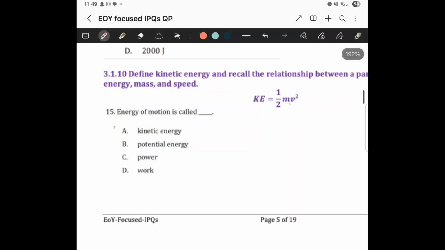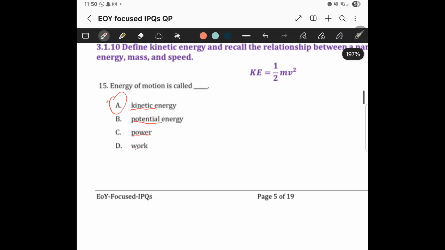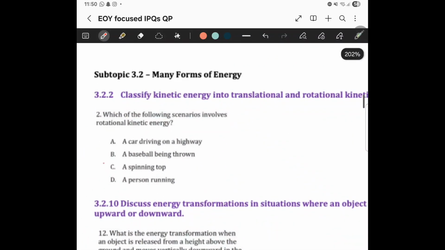Energy of motion. Motion means moving, and the term for that is kinetic. Kinetic energy has to do with moving. Stored energy, like gravity for example, will be potential energy. Power is how fast you use energy, energy over time. Work is what we've done there, applying a force over a distance. So motion, kinetic energy. Classify into translational and rotational kinetic energy.